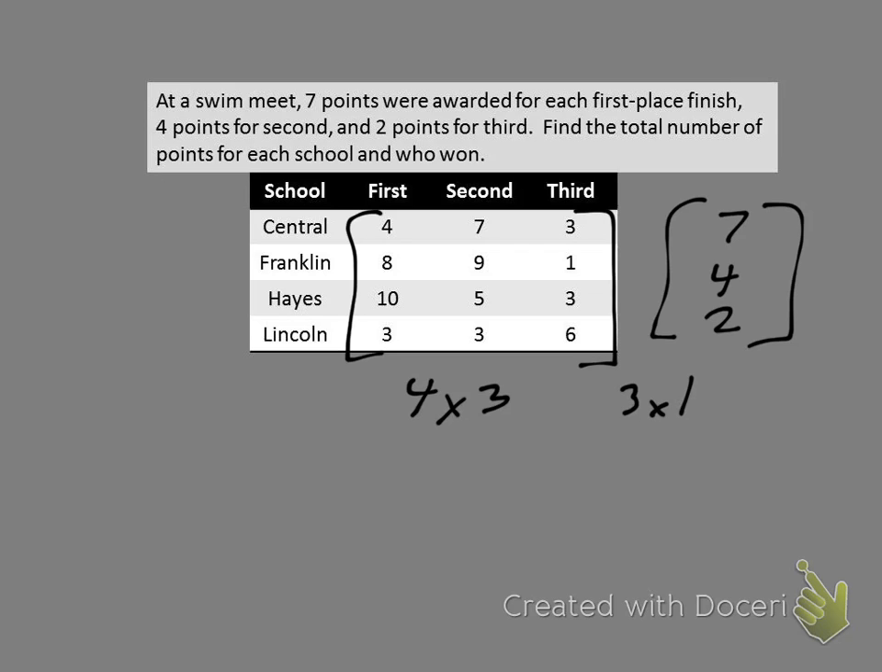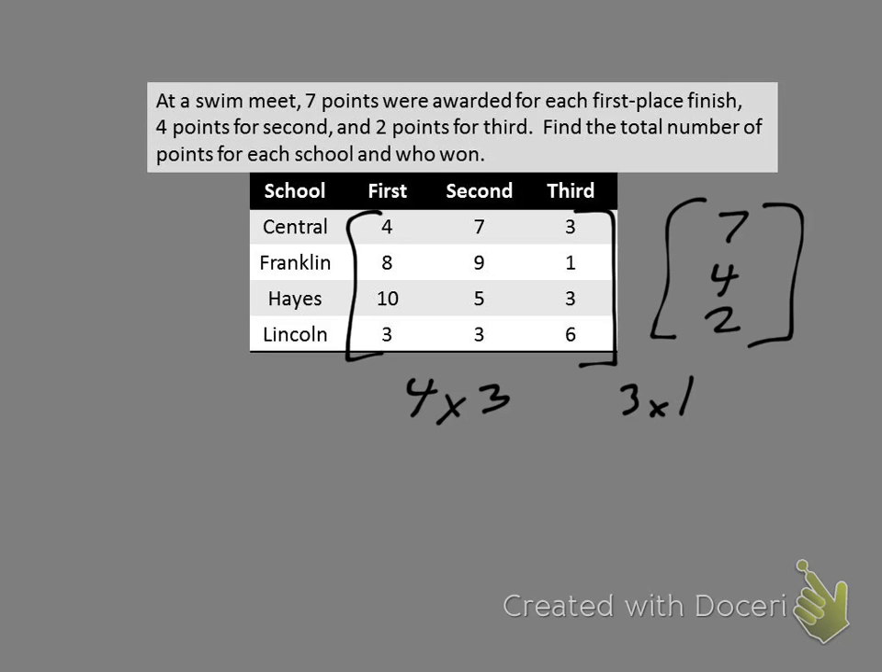Because think about it when you go through and do this. It would match up with those. The first place numbers 4, 8, 10, and 3 need to be multiplied by 7. 7, 9, 5, and 3 need to be multiplied by 4. 3, 1, 3, 6 by 2. 4 times 7. 7 times 4. 3 times 2. And then you would do what between those 3 products? Add them.